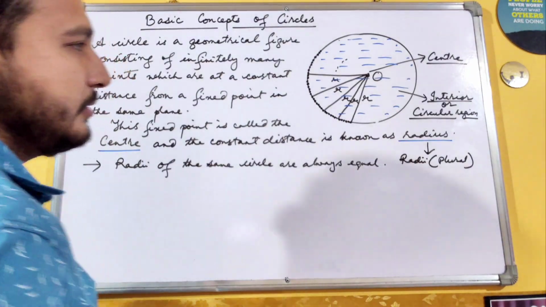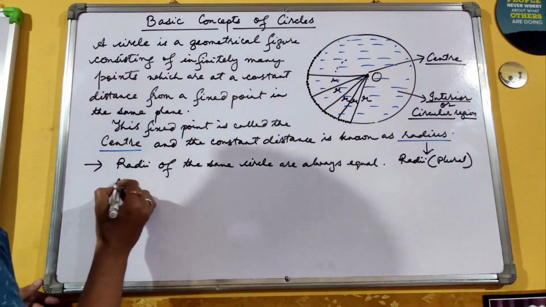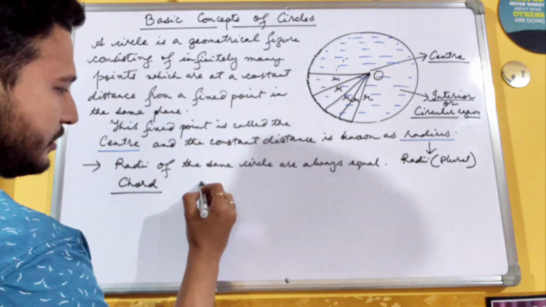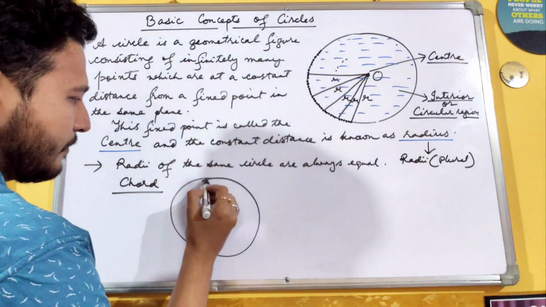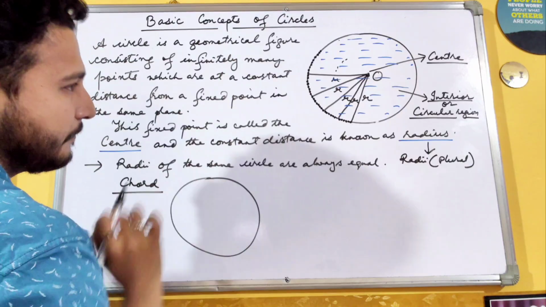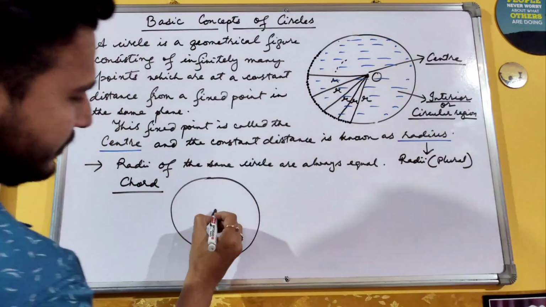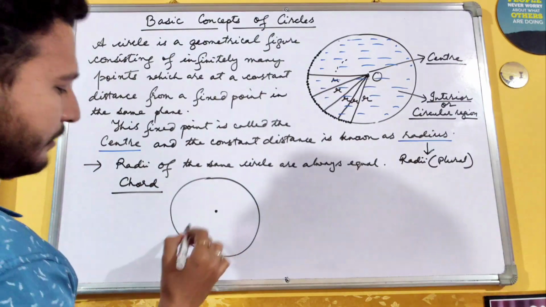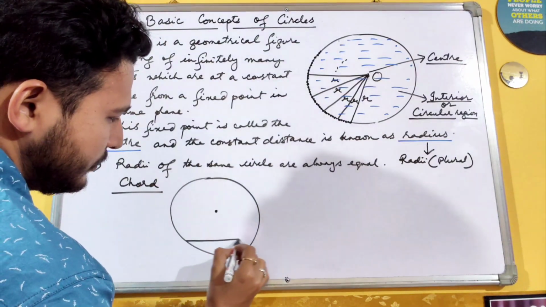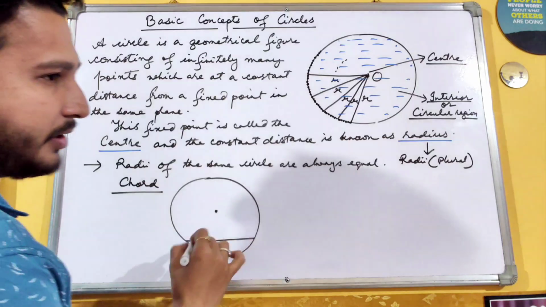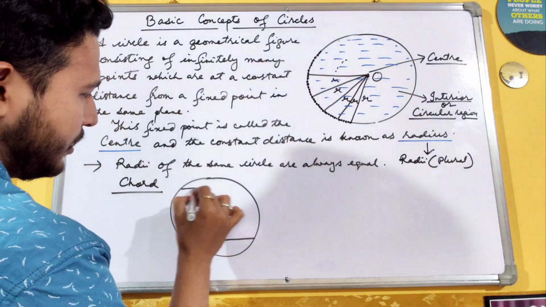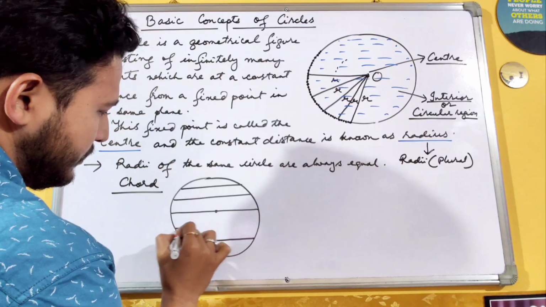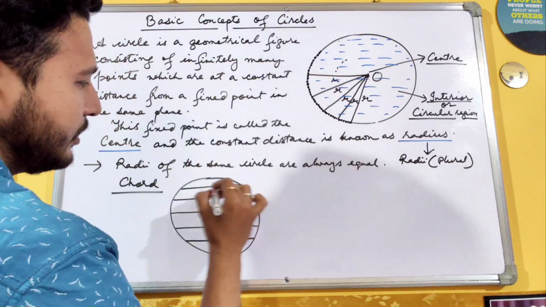Now let's check what's the chord of a circle. Let's just draw a circle. That's the center. A chord is nothing but a line joining two points in a circle. There are so many chords like this. These are called the chords.